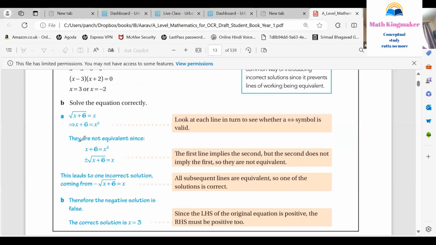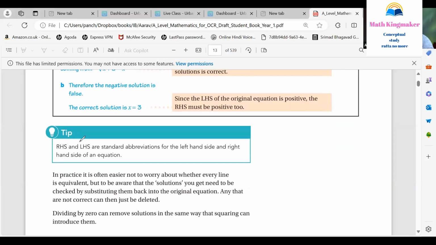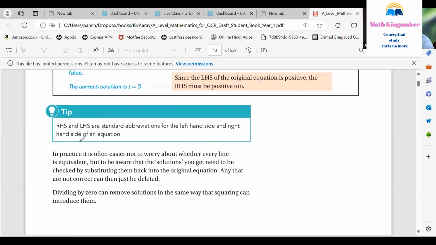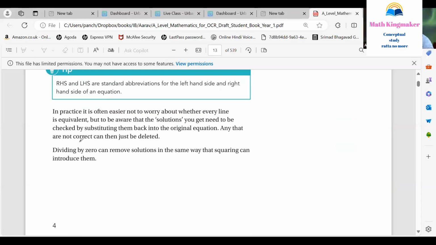This isn't easy to spot. RHS and LHS are standard abbreviations for the right hand side and the left hand side, so we'll use LHS and RHS. In practice, it is often easier not to worry about whether every line is equivalent, but to be aware that the solutions you get need to be checked by substituting them.